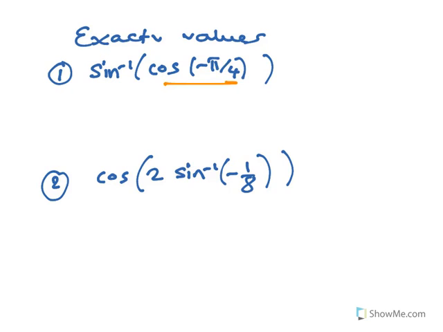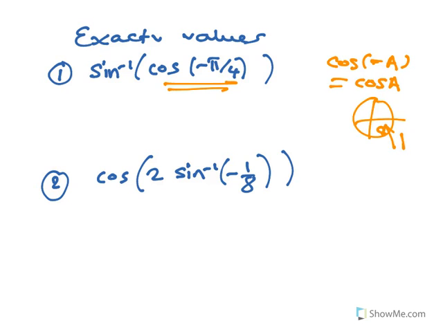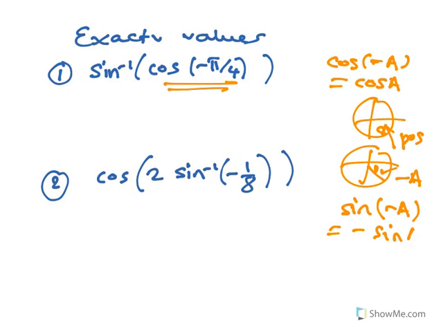Okay, so basically cos of minus a is equal to cos of a, because cos in that quadrant is positive, and minus a sits in quadrant 4. If it was sine of minus a, that's equal to minus sine of a, and tan of minus a is equal to minus tan of a.